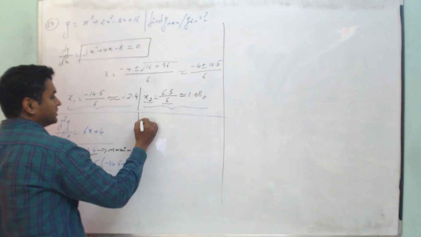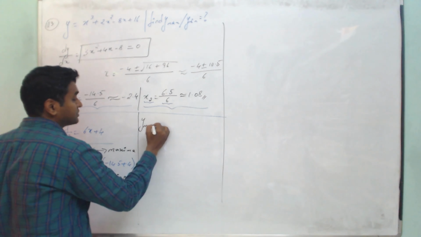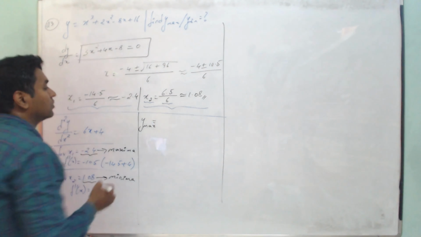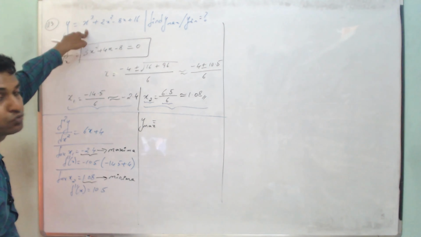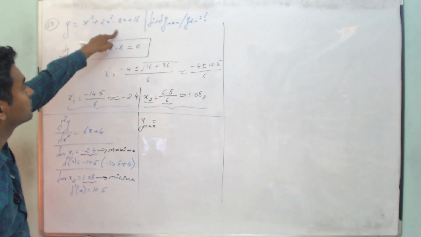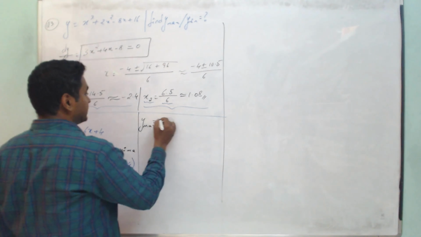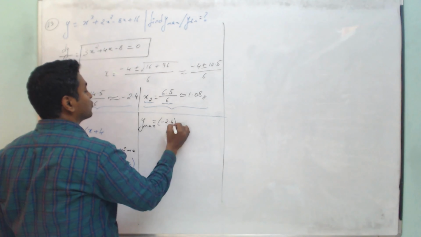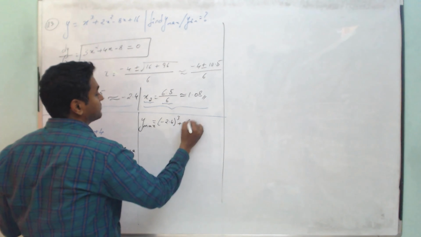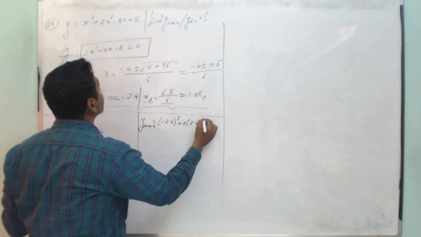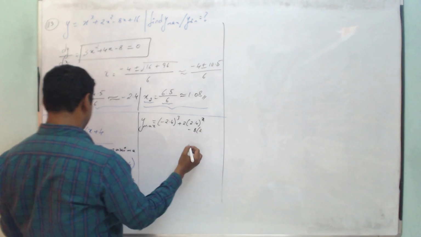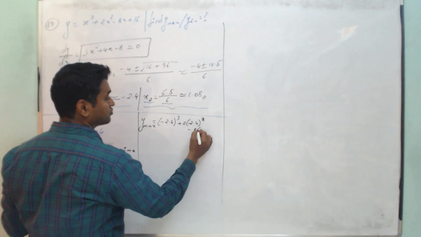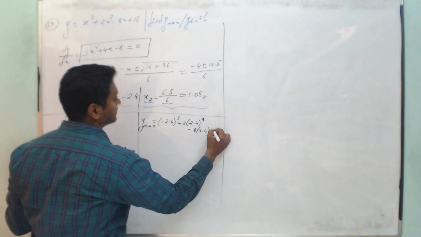So specifically, if I want to find the maximum y value, I will substitute minus 2.4 in this polynomial. So basically, I'll have minus 2.4 whole cube plus 2 times 2.4 whole square minus 8 times minus 2.4, plus 16.